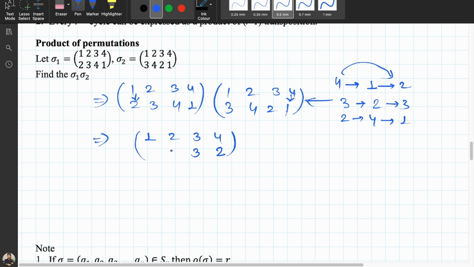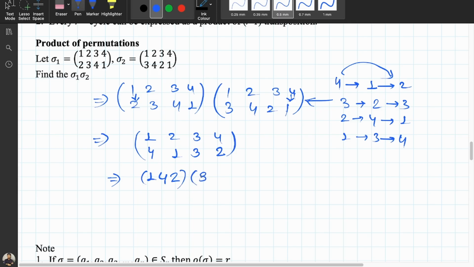So from here I can write that 2 goes to 1. Then next, 1 goes to 3, and 3 goes to 4, it means 1 goes to 4. From here, can I write in the form of a cycle? Yes, I can easily write it in the form of a cycle. 1 goes to 4, 4 goes to 2, 2 goes to 1, which means this is closed.